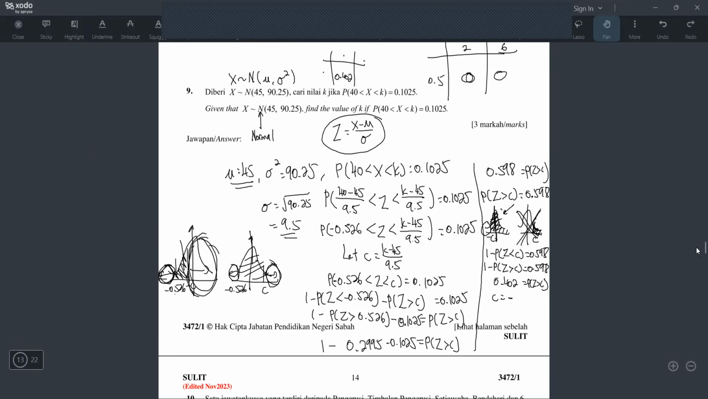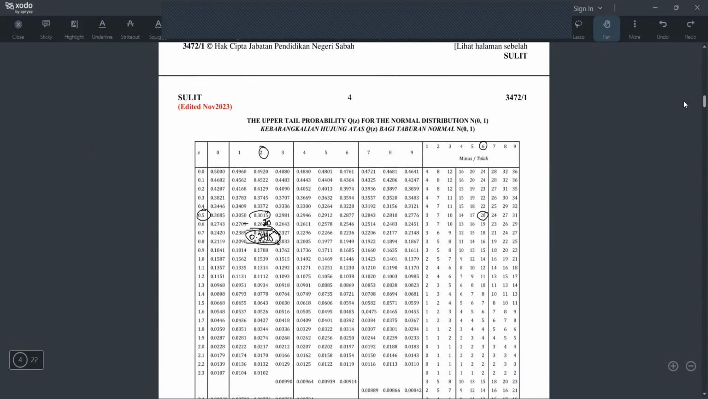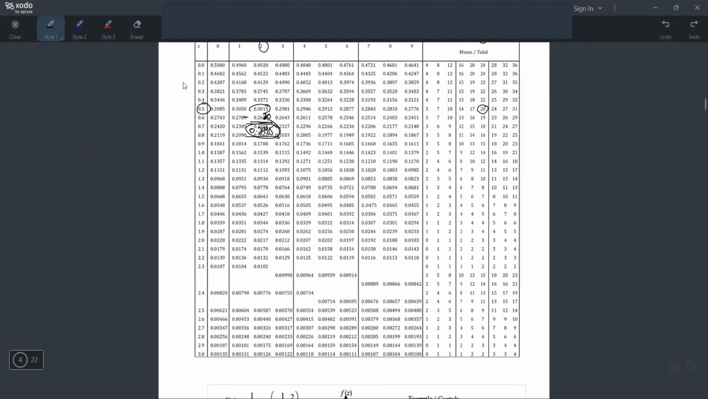So 0.402 or a little more. But we have to look inside. So where is 0.402 or a little more? So 0.402. Okay, this one cannot, because I want 402 or a little more. So it's this one, right? So this one is 4052. So 0.4052. But I want 0.402. So how much do I have to minus? It means I have to press 4052 minus 4020 in my calculator.